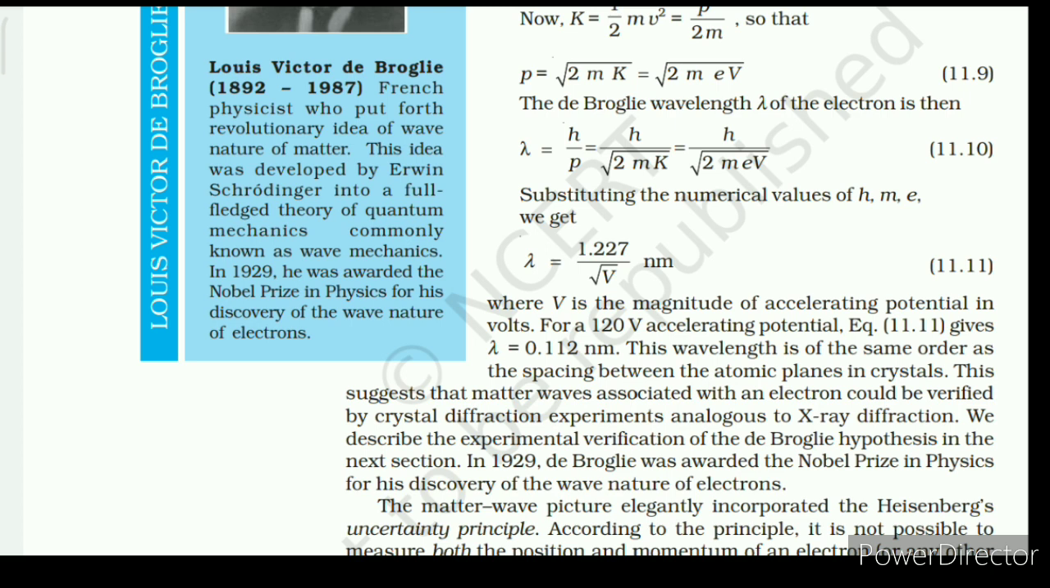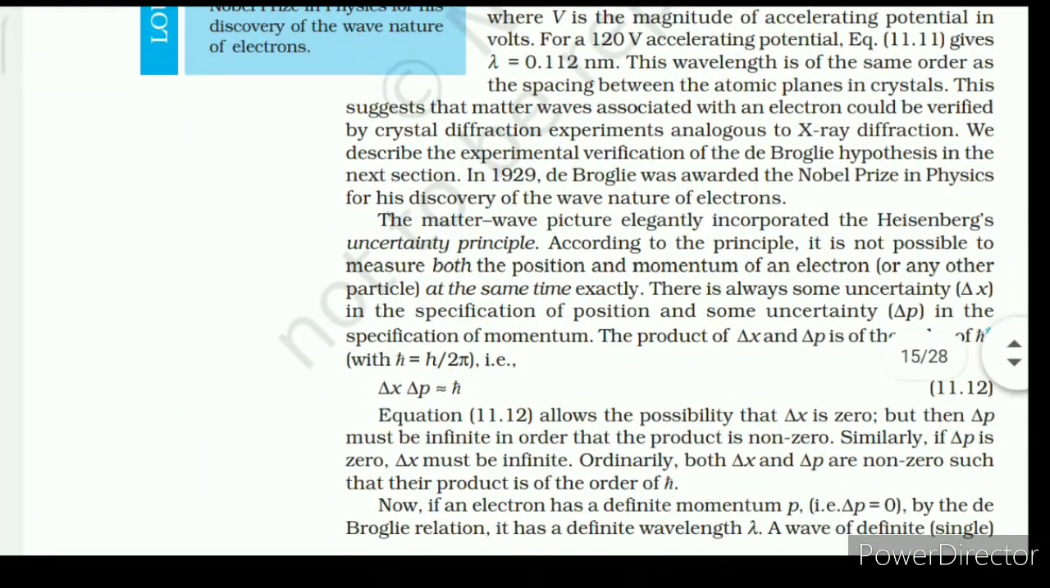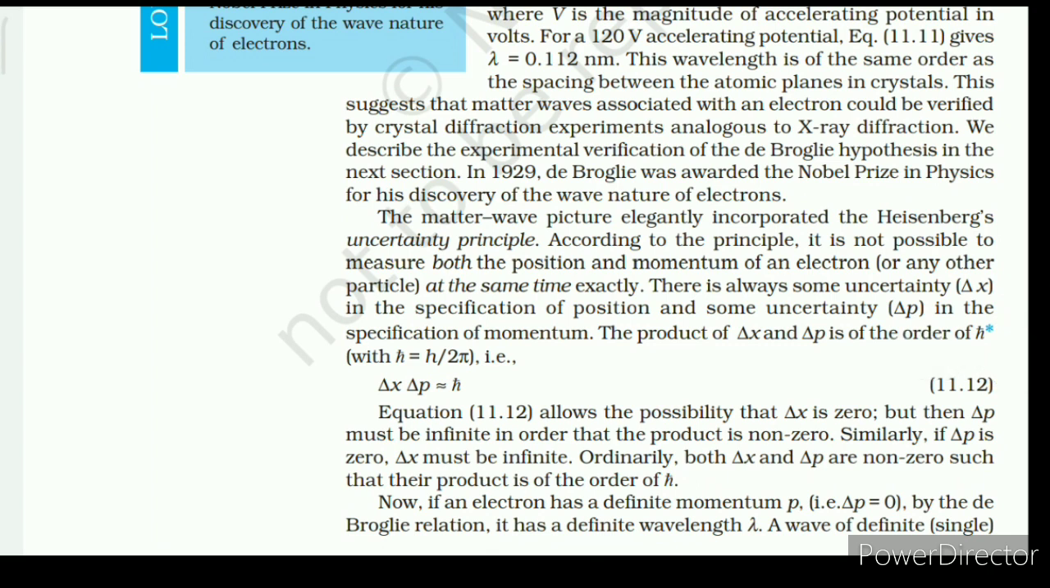A wave of definite wavelength extends all over space. By Born's probability interpretation, this means that the electron is not localized in any finite region of space, that is, the position uncertainty is infinite, which is consistent with the uncertainty principle. In general, the matter wave associated with the electron is not extended all over space.